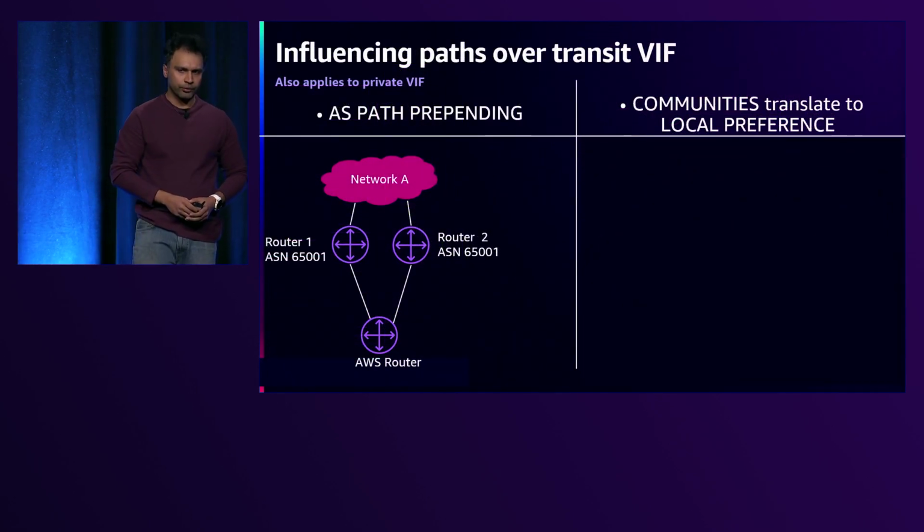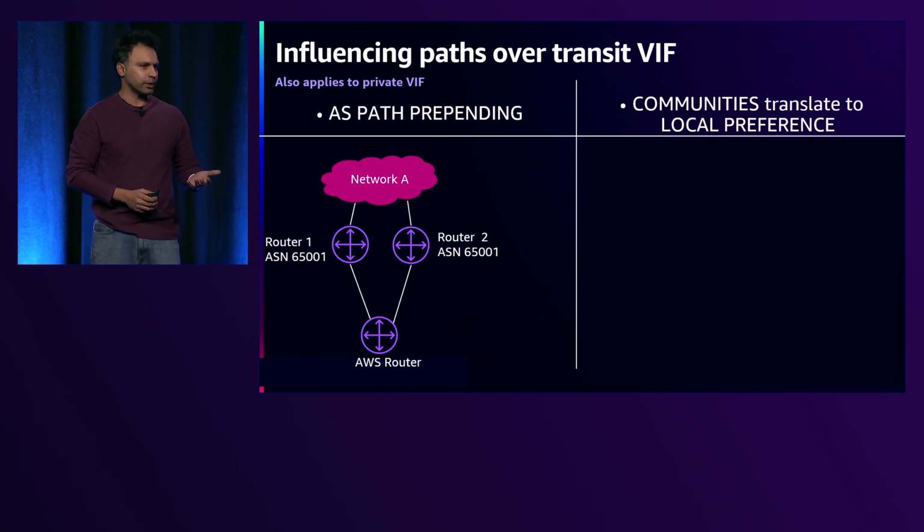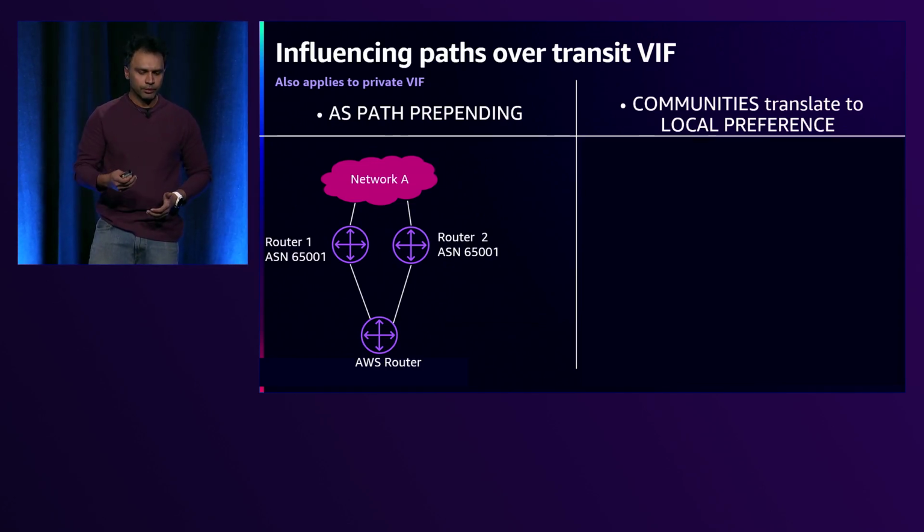Let's look at the scenario first. You have a network A at the top, and you've got an AWS router at the bottom that has 2 ways to reach this network. And you want to use the BGP attributes to prioritize one path over the other.